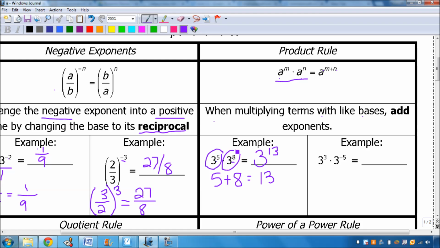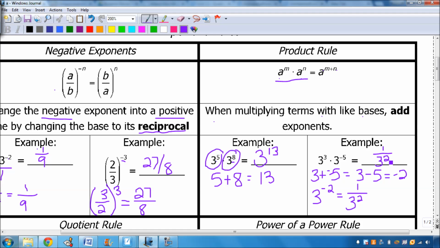Now, in this next example, you're going to add 3 plus negative 5, but remember 3 plus negative 5 just means 3 minus 5, which is negative 2. So you end up getting 3 to the negative second power. However, we want to write this out as a positive exponent, so your answer is 1 over 3 to the positive second power, okay?